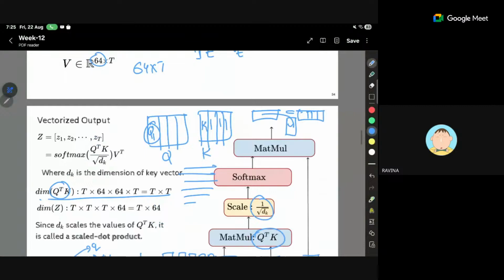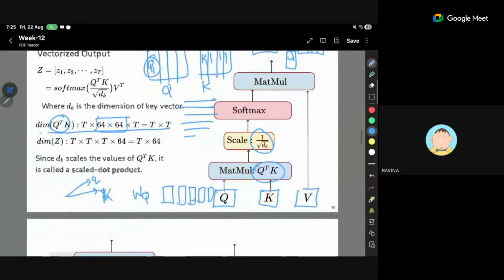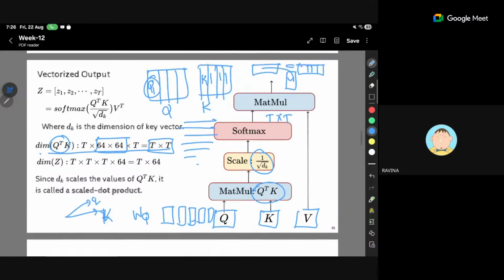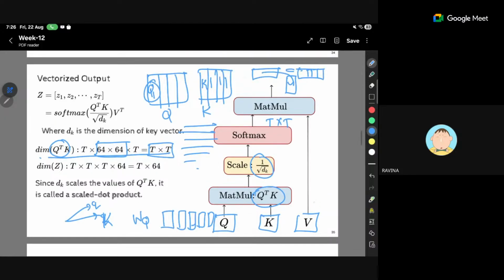Right? Now, if I multiply Q transpose and K, these two will multiply, and it will produce a T cross T matrix output. Then on the T cross T matrix, row wise, I'll apply softmax. So it will not change anything. So again, you will have T cross T here as output. But finally, you are going to multiply with V transpose. It should be V. Yeah, okay. So it is V transpose. It is not mentioned here, but it is going to be V transpose. If you do that, then you'll finally end up having T cross 64, right?